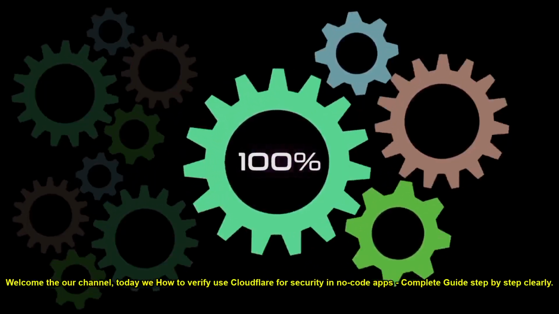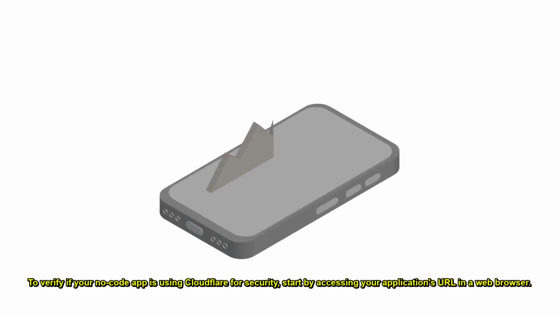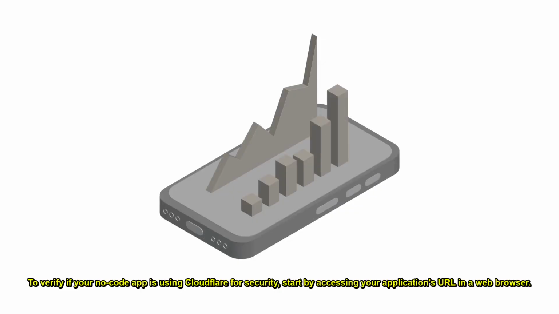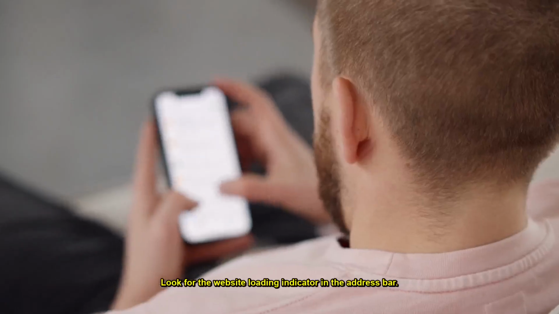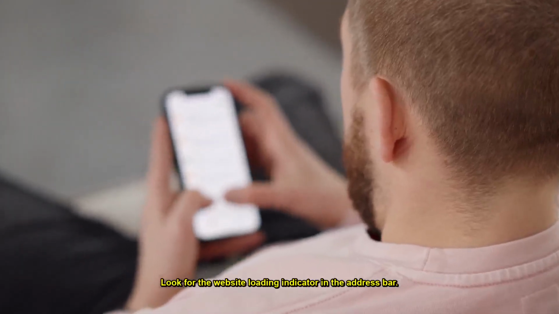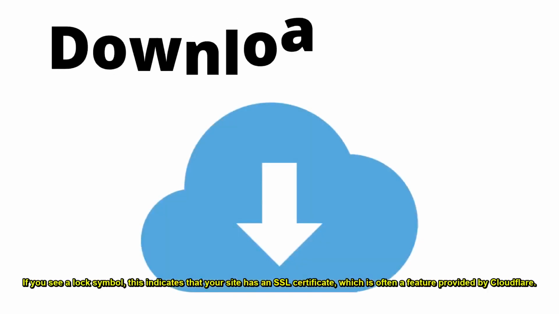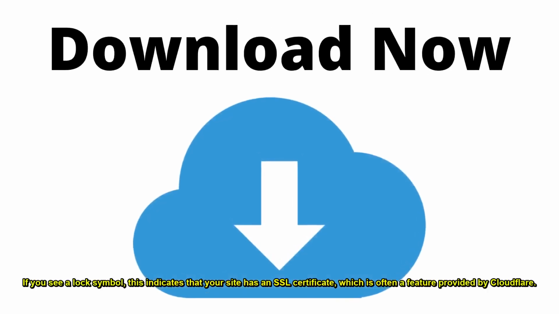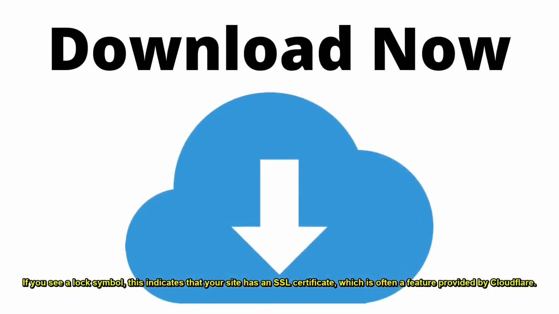Today we learn how to verify if you use Cloudflare for security in no-code apps, a complete guide step by step. To verify if your no-code app is using Cloudflare for security, start by accessing your app. Look for the website loading indicator in the address bar. If you see a lock symbol, this indicates that your site has an SSL certificate.